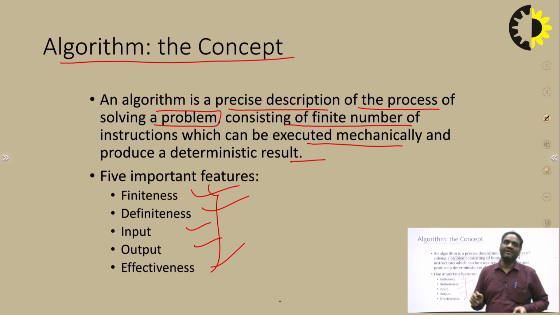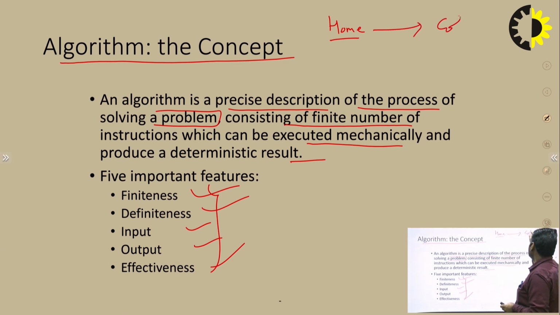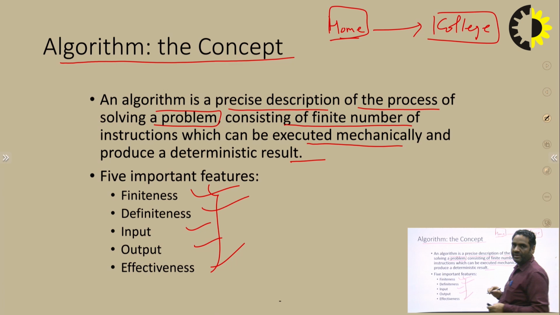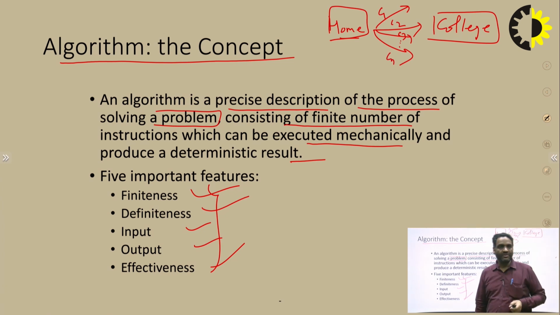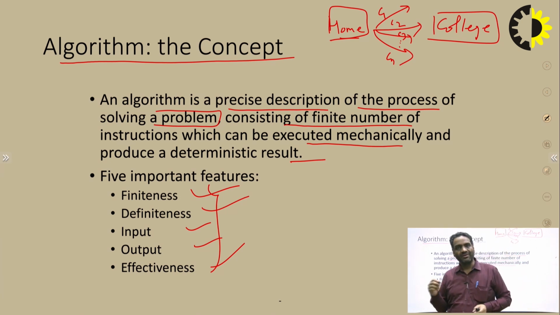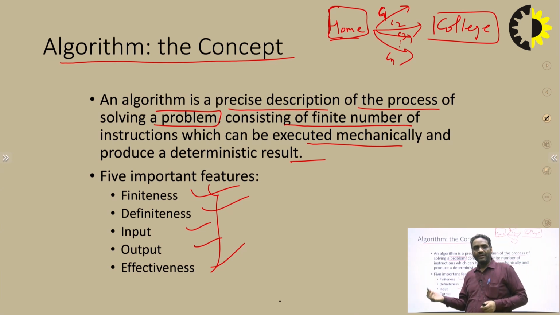As a simple example, suppose we want to go to college from our home. So we have a number of paths for reaching college from home. Suppose this one is C1, C2, these are our paths. So these are the n number of paths through which we can reach our college from home. As per the 5 features, we need to understand which path we should use for reaching our college.